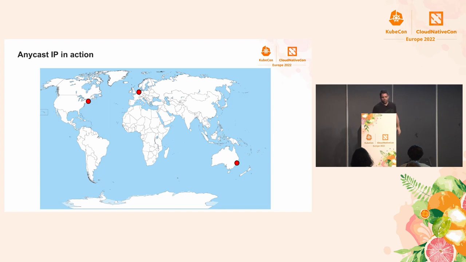And now I'm going to demo three Kubernetes clusters in these three locations on the map. I have one cluster in New York, one cluster in Amsterdam, and one cluster in Sydney. And I'll try to send requests to them. And they're supposed to reach the nearest one. Then I'm going to kill the nearest one. And our request should go to the other one, which is closest.